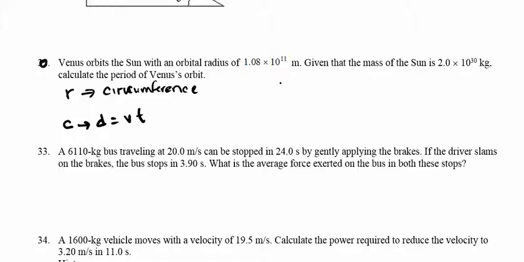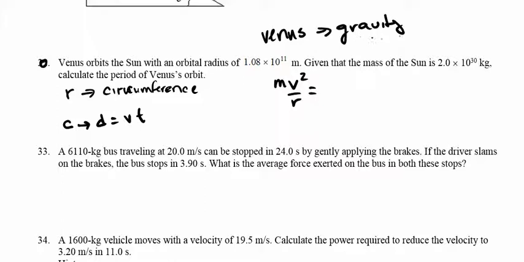Well, how do we do that? Well, what's holding Venus in place? Venus is held in place by gravity. And in this case, gravity is a centripetal force. Venus is heading in a circle, and gravity is what holds it in that circle. So that means we're going to be using our centripetal equation, mv squared over r, and it has to be equal to Newton's universal law of gravity. So that's going to be capital G m1 m2 over r squared.